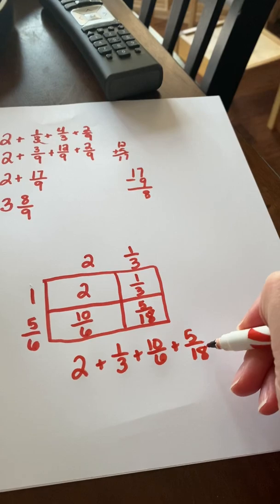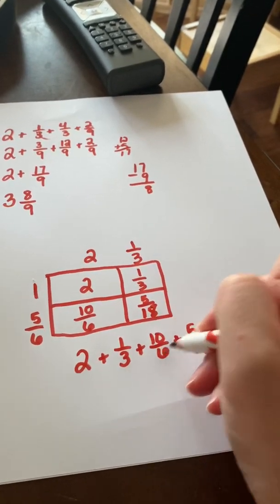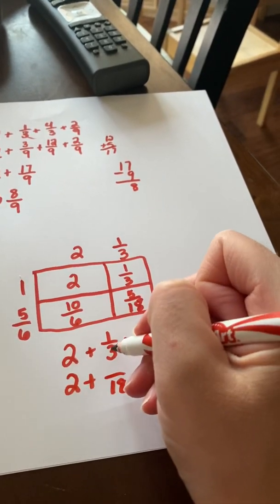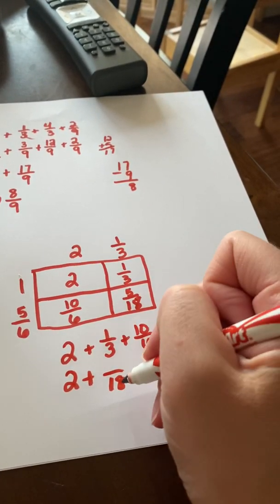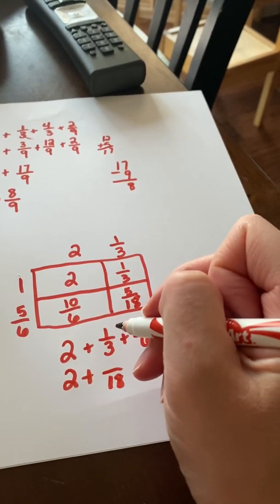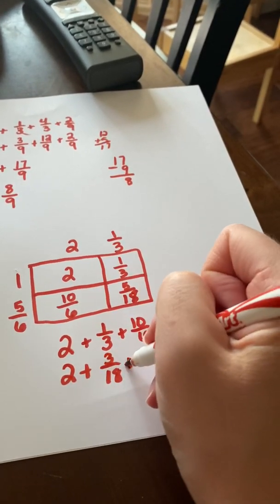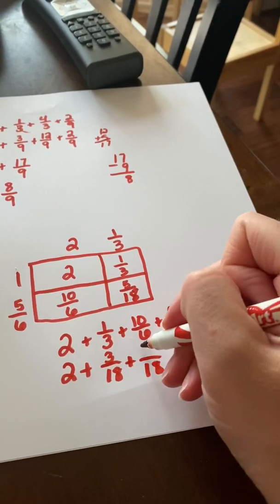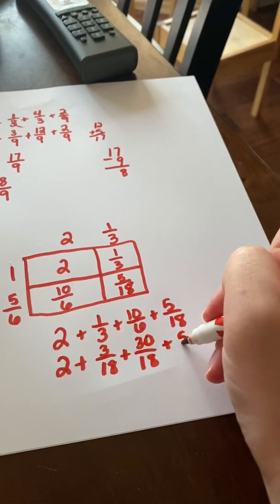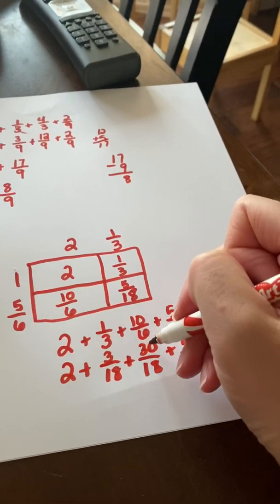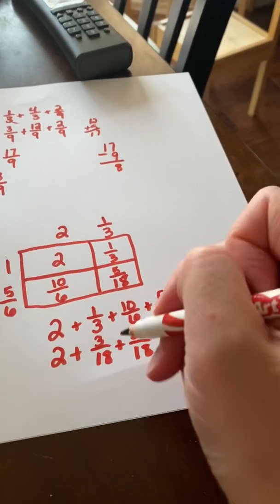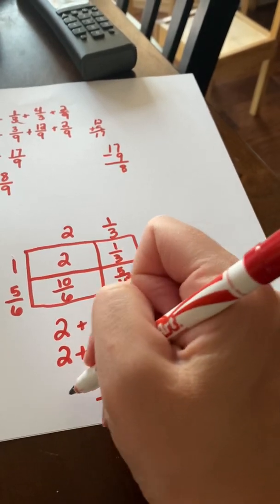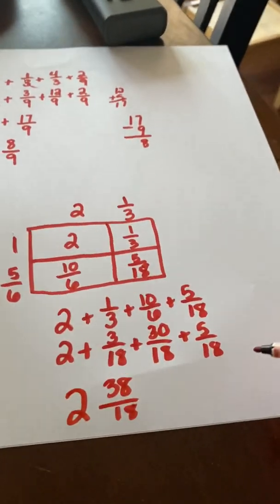18 is going to be our common denominator, so we need to make the 3 and the 6 into 18. So bring down our 2. 3 times 6 is 18. 3 times 1 is 3. 6 times 3 is 18. 10 times 3 is 30. Bring down our 18. So we have 30 plus 5 plus 3. That's going to be 38 over 18. So we definitely need to simplify that.